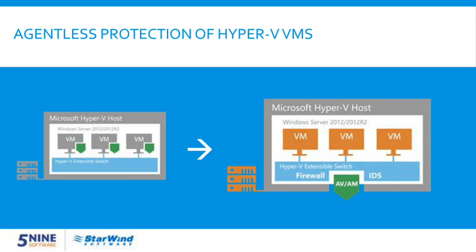So the new way to do that, and obviously the most efficient way in a Hyper-V infrastructure, is to do that agentlessly. What we do in 5.9 is offload the antivirus scans to the host level, and we perform them from there. So you don't really have to install anything inside the virtual machine for antivirus scans. Firewall and IDS are integrated into the Hyper-V extensible switch, and that really allows us to do those processes also agentlessly for virtual machines and very efficiently.